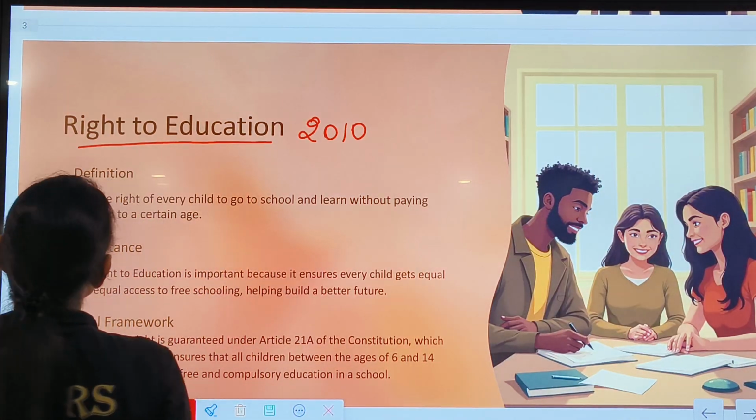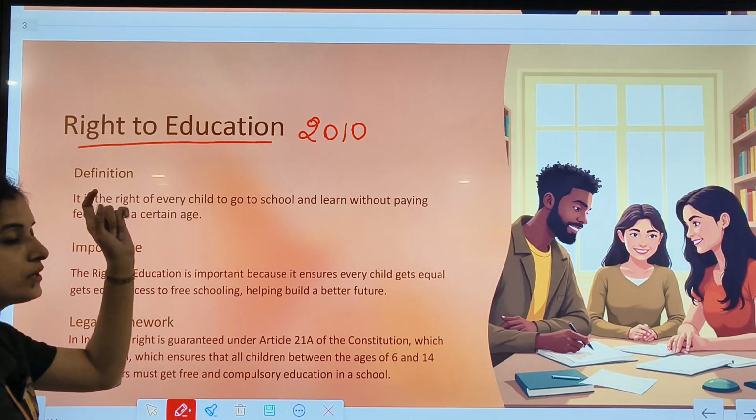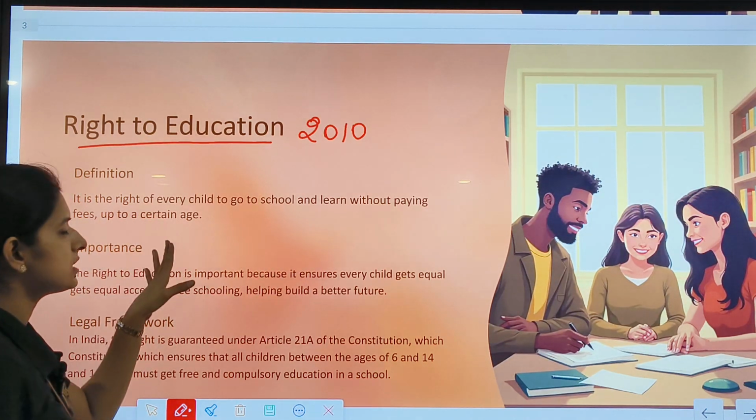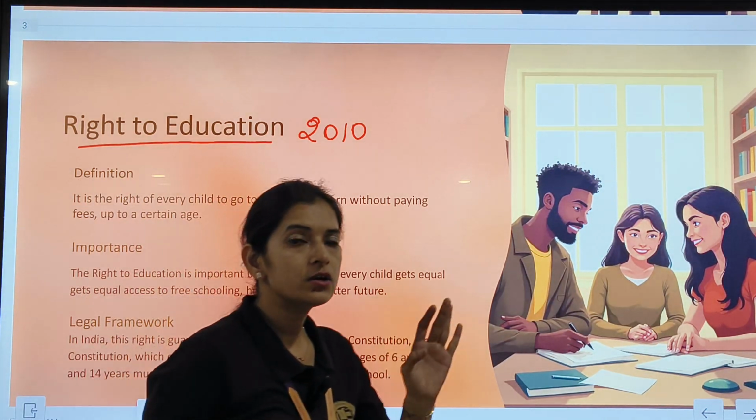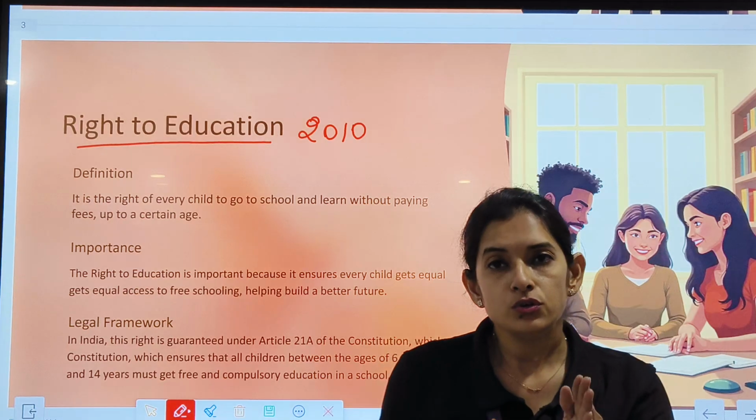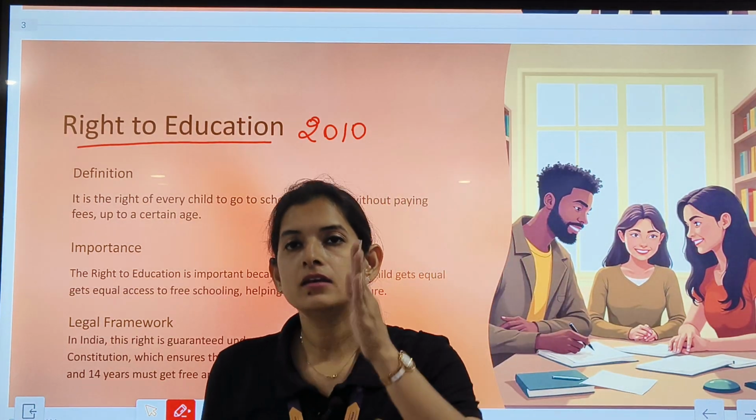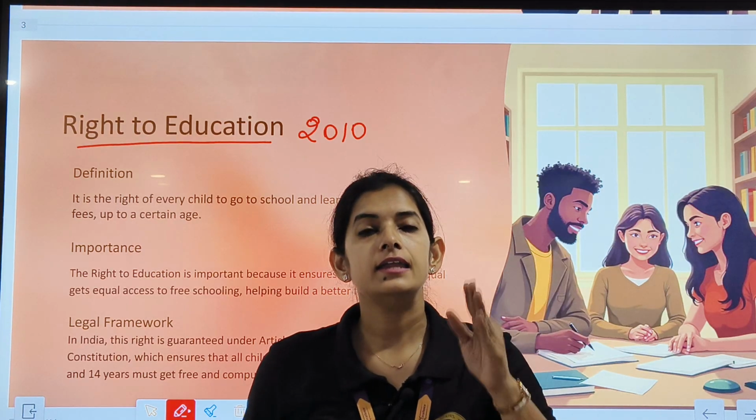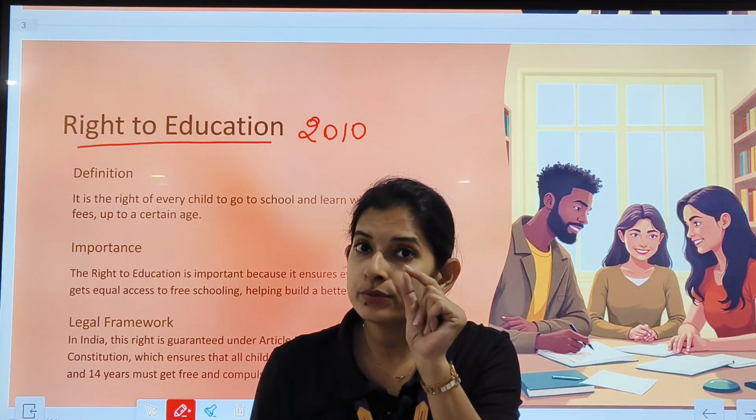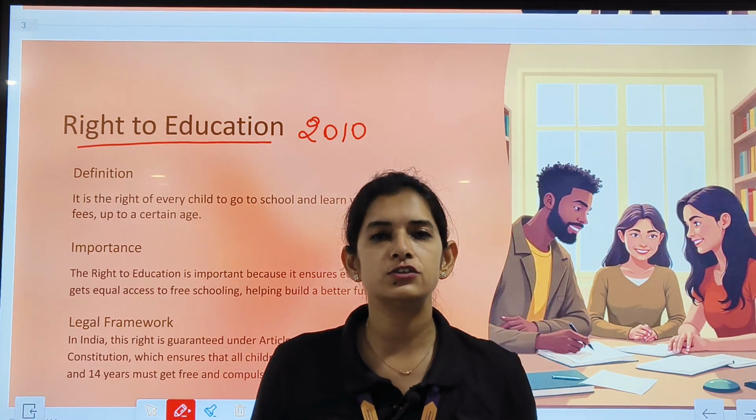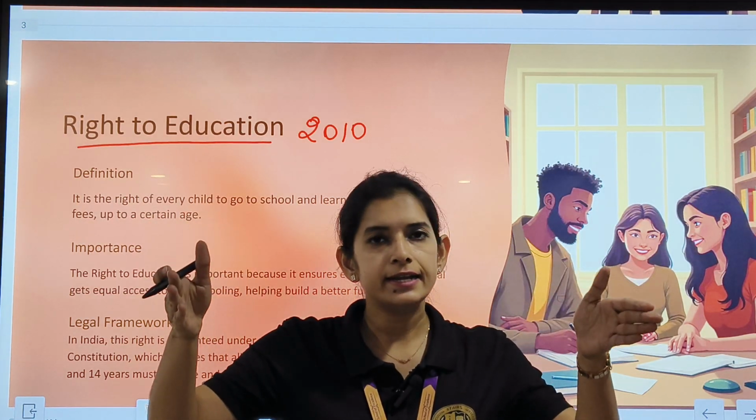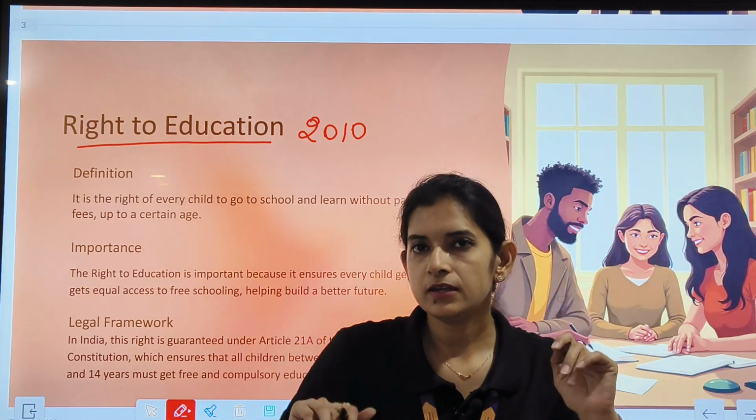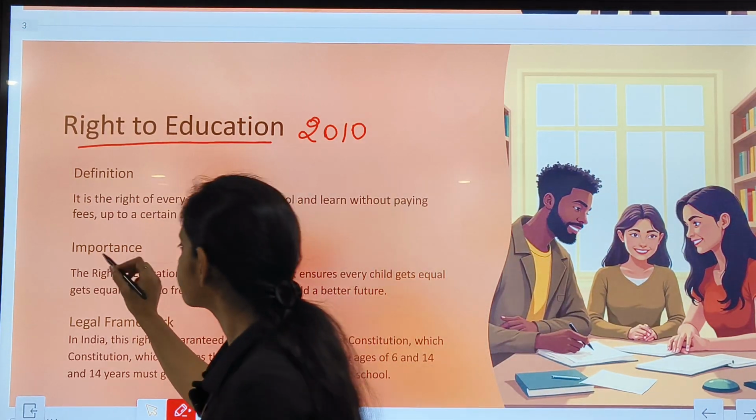What is the definition of right to education? It is the right of every child to go to school and learn without paying fees up to a certain age. That is, according to right to education, children can get admission in any of the schools and can get free and compulsory education till the age of 14. There is actually a criteria for which the student can avail free benefits. Clear? We would be discussing that.